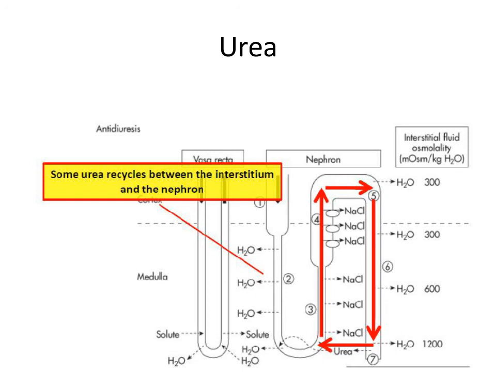And after that, some amount of urea will actually enter the ascending limb of the loop of Henle as well. So this will be a circle. After entering the ascending limb of the loop of Henle, it will come down through the collecting duct and get concentrated, and again enter the interstitium. So urea is recycling between the interstitium and the tubule. That will also help in the concentration of the urine, because urea will increase the interstitial osmolarity.